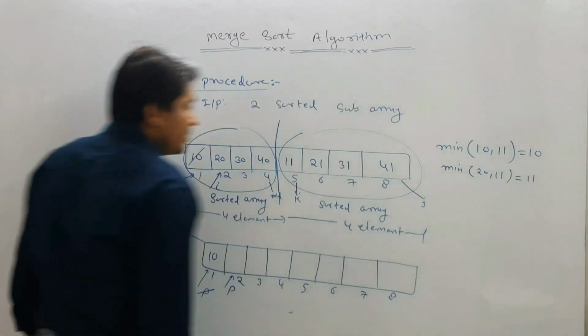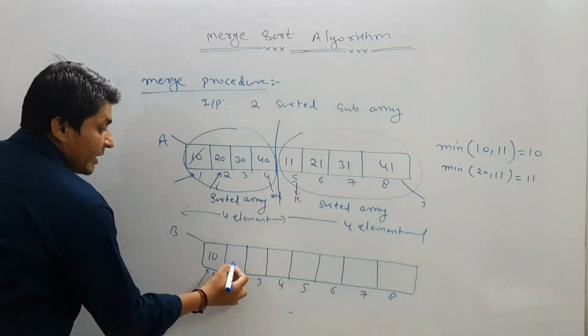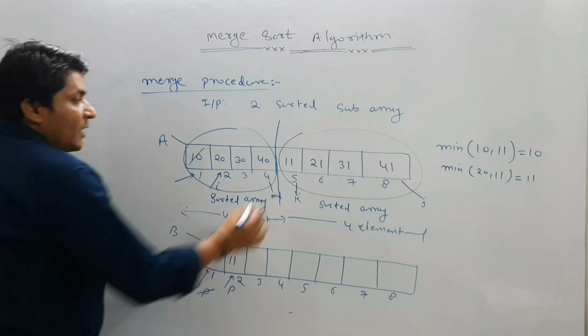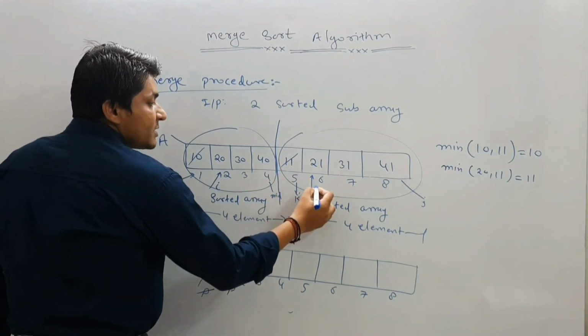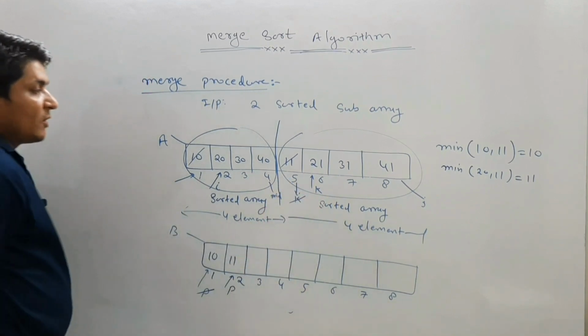Minimum is 11. So this time we are copying this 11. So 11 will be copied here. Correct? Now 11 is already copied, so we will increment the value of k. So now k is pointing to this second location. So this is now incremented.